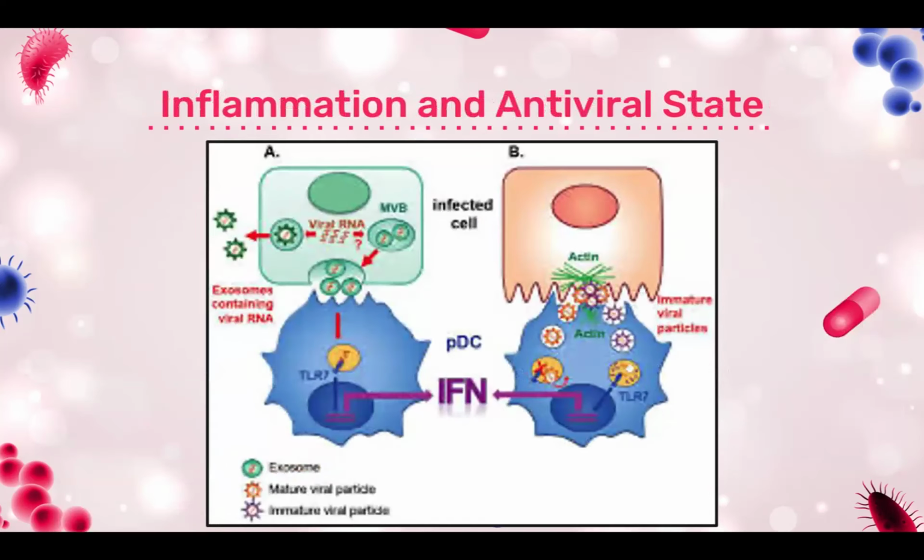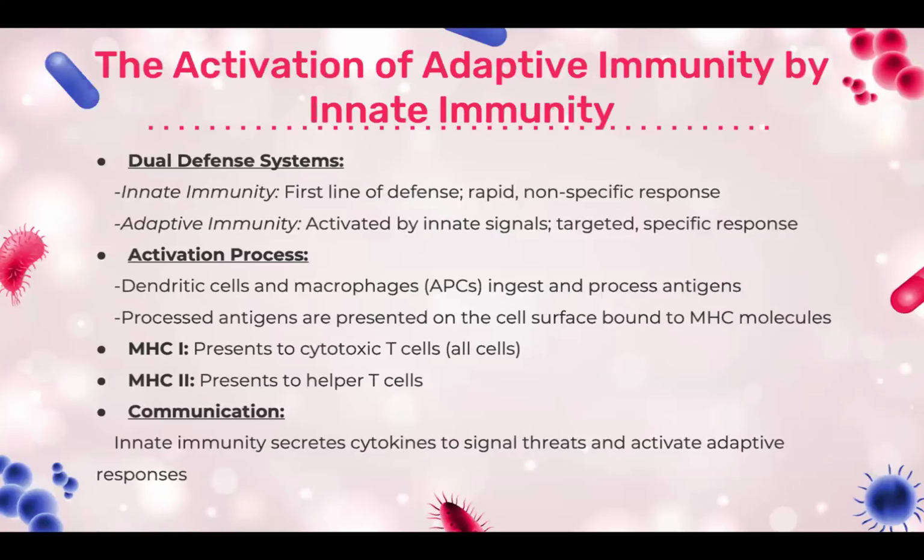Inflammation and antiviral state. Inflammation presents itself physically as redness, heat, swelling, and pain. This is caused by increased blood flow, bringing immune cells to the site of an infection. The antiviral state is activated by interferon alpha and beta, which are released by infected cells. These interferons will inhibit the replication of viral genetic material by turning off translation, preventing surrounding cells from becoming infected.